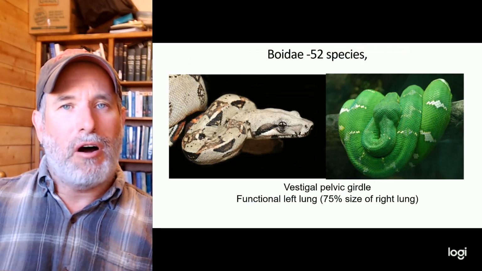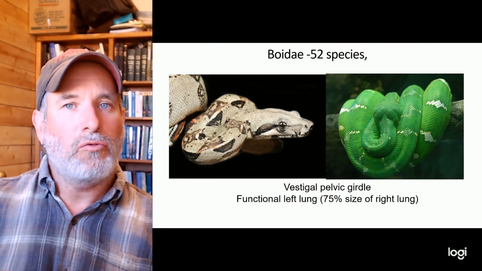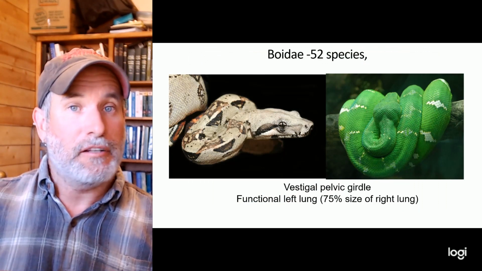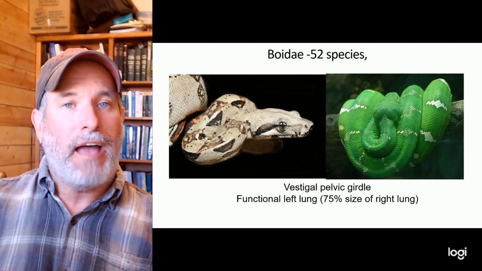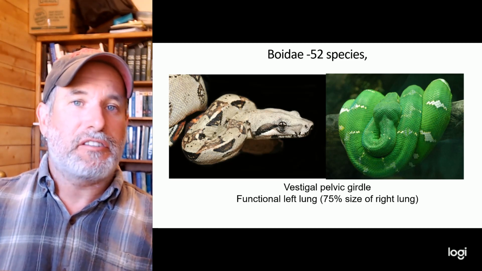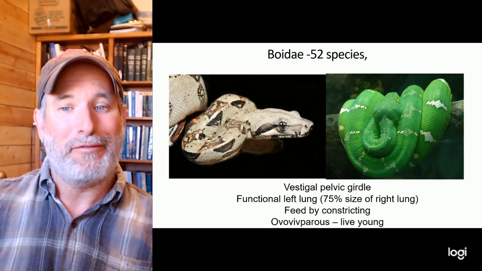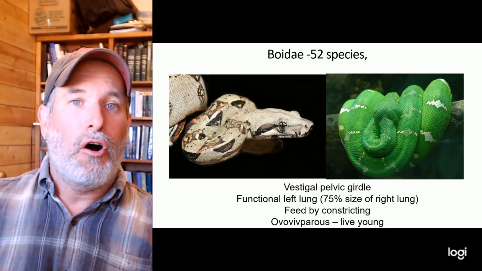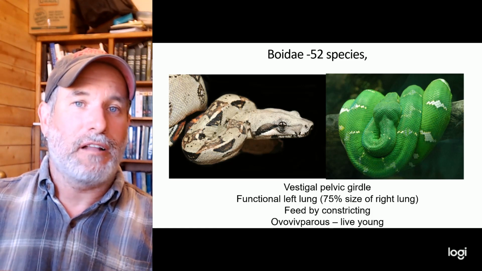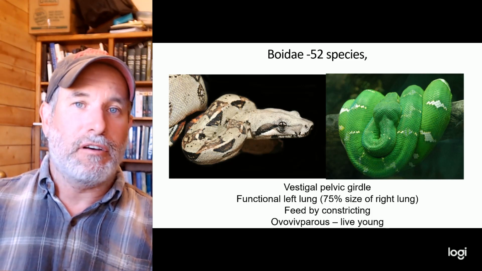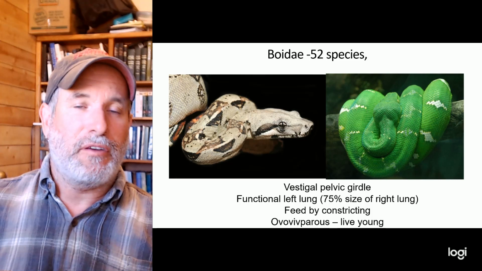And what's interesting about boas is most snakes only have one lung that is functional. But in boas, they have a functional left lung that's about 75% the size of the right lung, and they have live young. They're ovoviviparous. Ovo meaning egg, vivi meaning life. They keep the eggs inside of them, and then the eggs will hatch inside the female, and then she'll release live young.